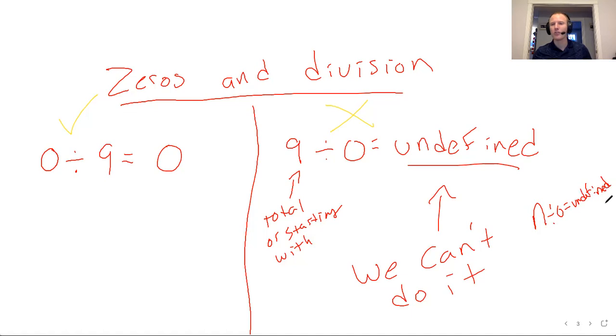I get really close to the edge there. Any number divided by 0 is undefined. It means it can't be done. Let's take a look at why.